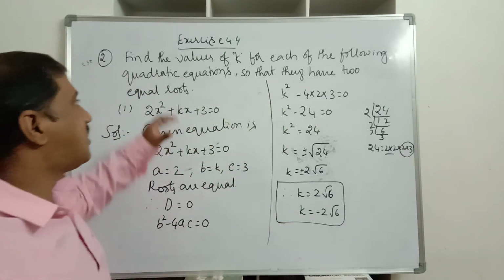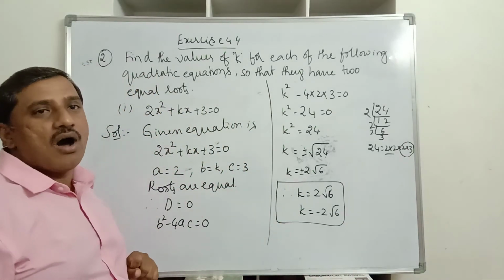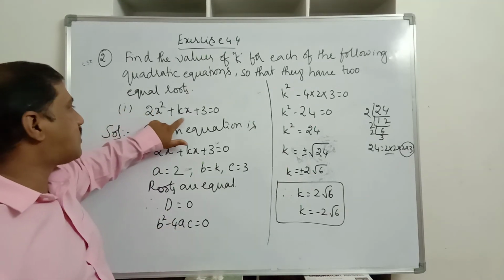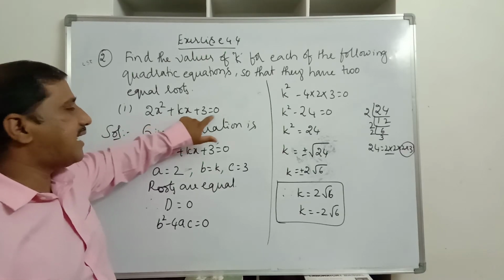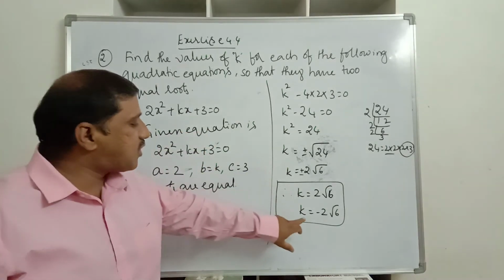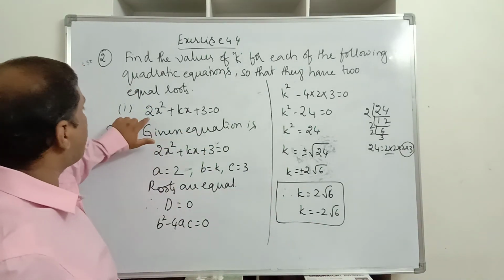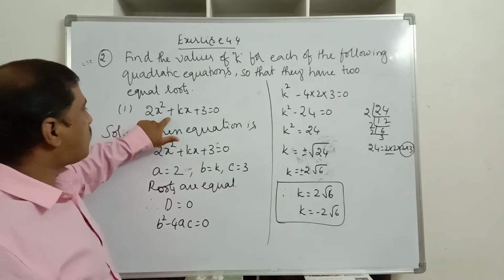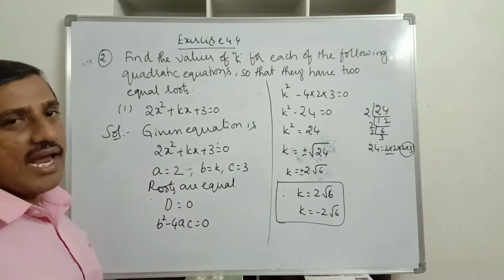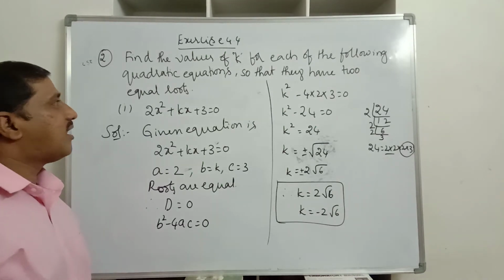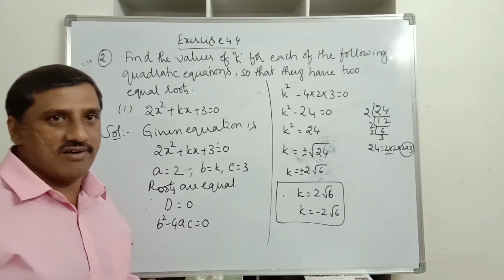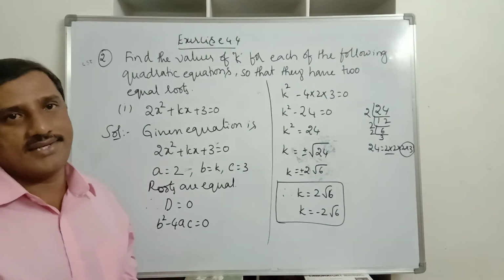For both the values, this quadratic equation will have equal roots, that is 2x square plus 2 root 6 plus 3 is equal to 0. When we substitute k is equal to 2 root 6, and when we substitute k is equal to minus 2 root 6, we get 2x square minus 2 root 6 plus 3 is equal to 0. Both the equations will have equal roots, that is the same roots. So like this we will find the value of k when the roots are equal. Is it clear, children? Right.